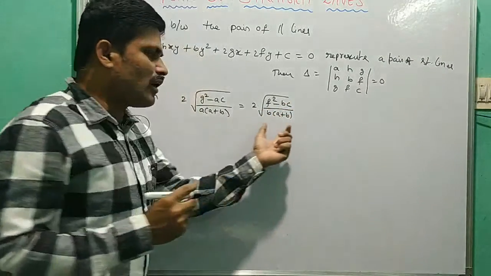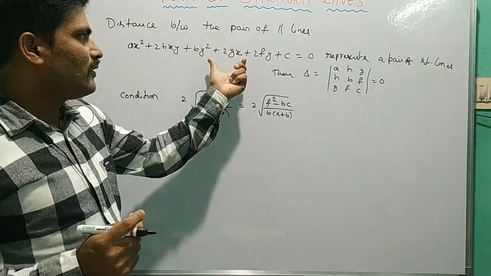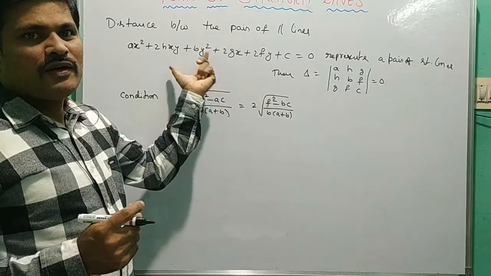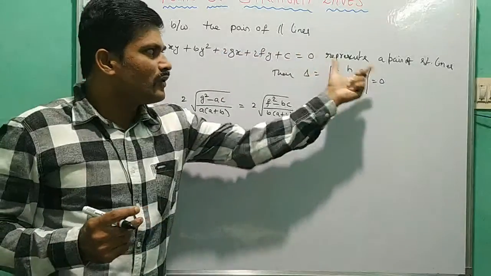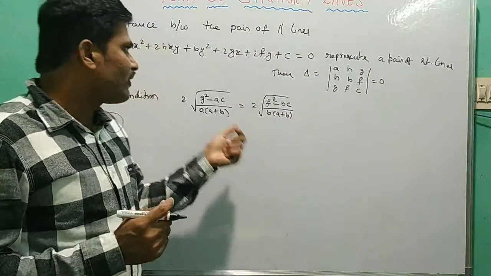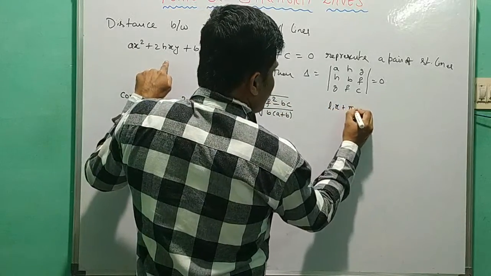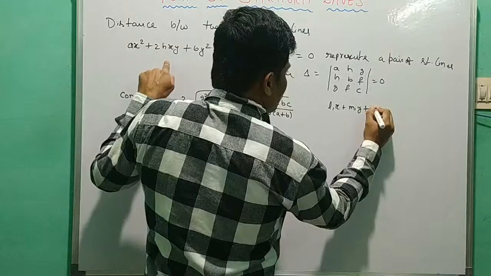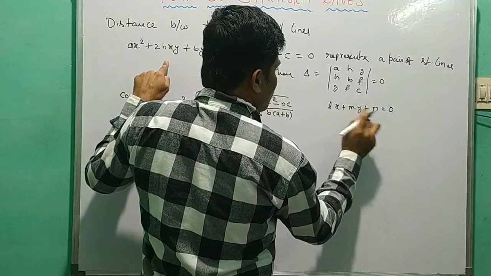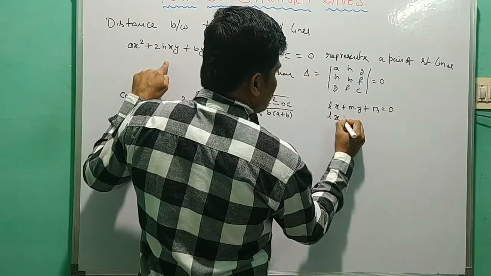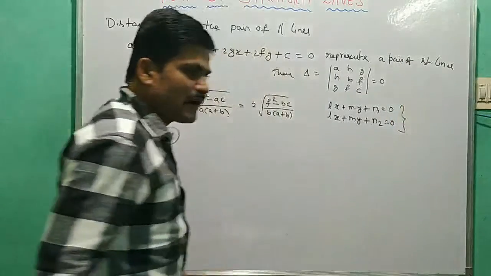Now here we take one of the formula to find distance between the parallel lines. Now this non-homogeneous second degree equation represents a pair of parallel lines. That means the pair of parallel lines means Lx plus My plus N1 equal to 0, Lx plus My plus N2 equal to 0. Now these two are parallel lines.